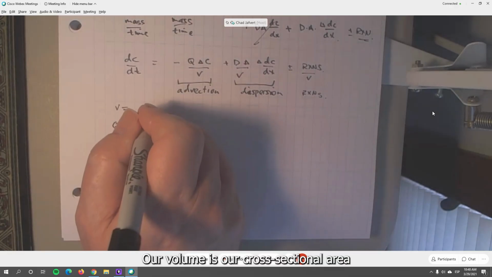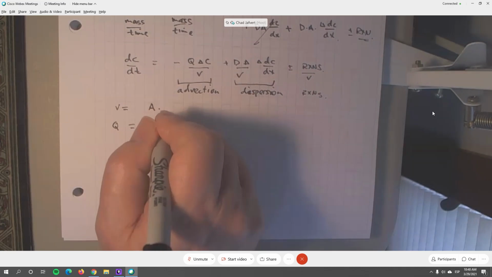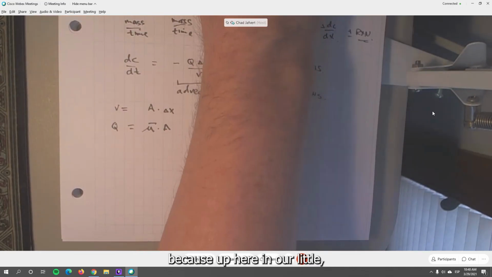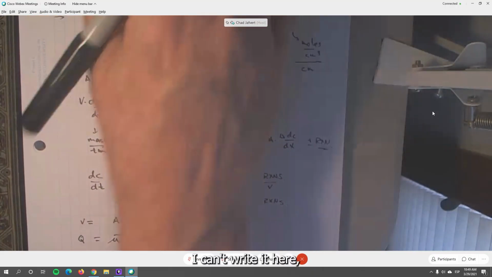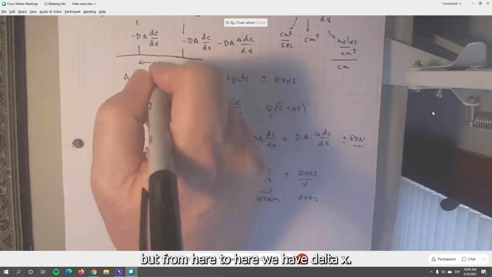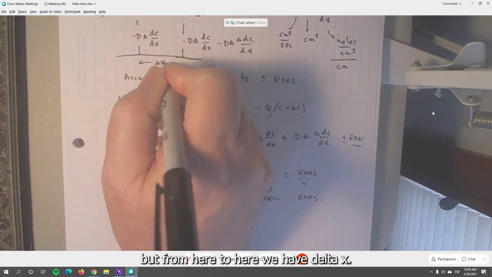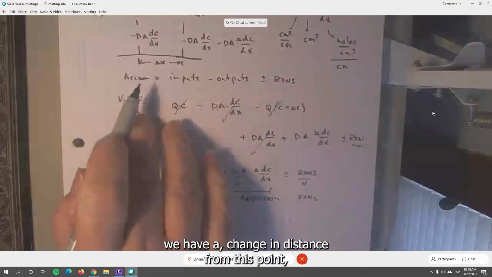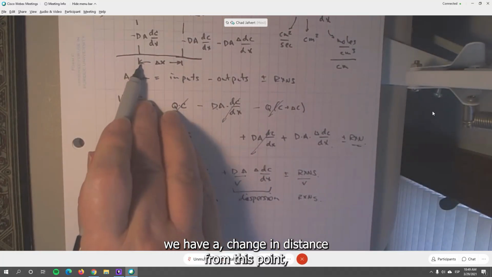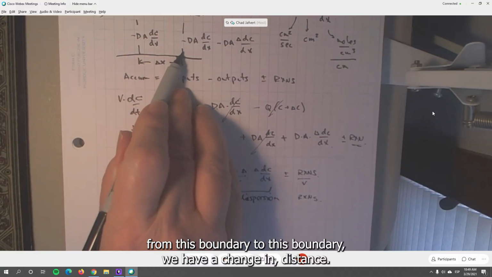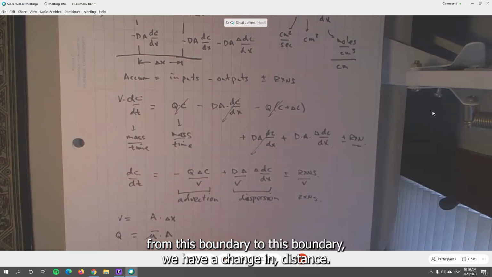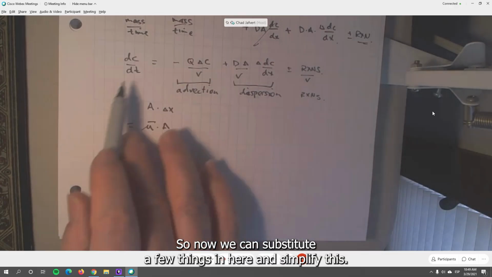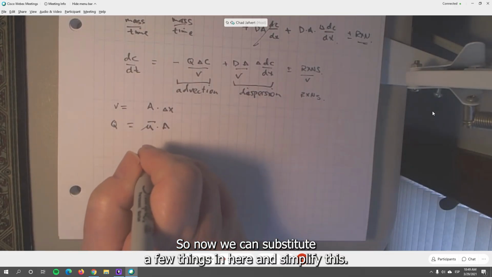Our volume is our cross-sectional area times our change in distance here. Because up here in our little, I didn't write it here, but from here to here we have delta x, because we have a change in distance from this boundary to this boundary. Okay? So now we can substitute a few things in here and simplify this.